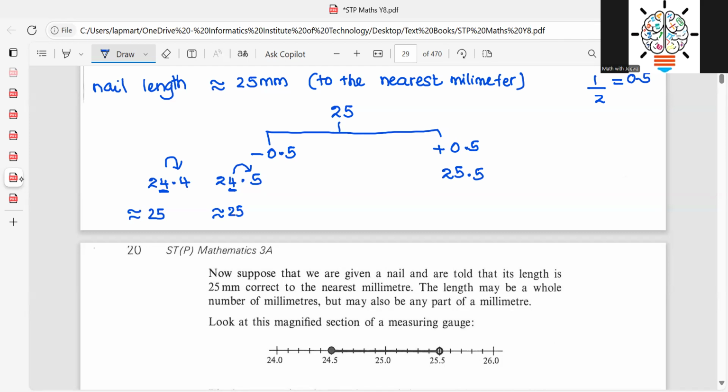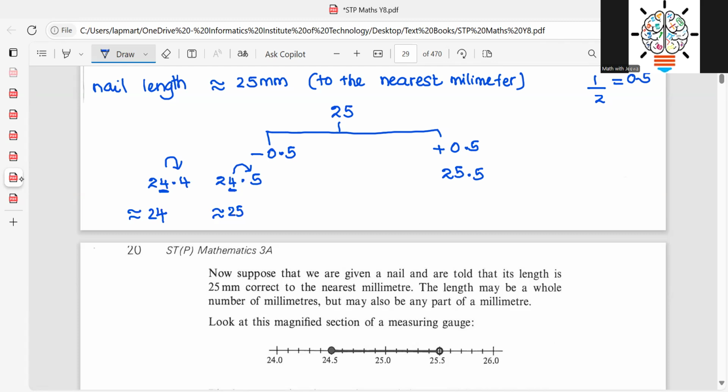If the answer becomes 25, the first lowest value we can have is 24.5. Why? If it is 24.4, you don't get the answer here. I have made a mistake. This should be 24. If it is 24.4, then when you correct it to the nearest millimeter, you get the answer 24, not 25. But if it is 24.5, when you correct it to the nearest millimeter, you get the answer 25. That means 24.5 is the first number you come across where you get the 25 to the nearest millimeter.